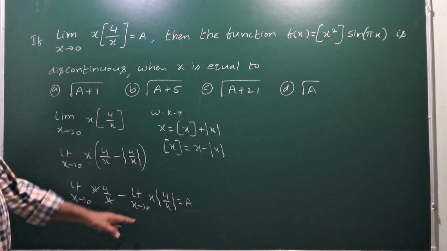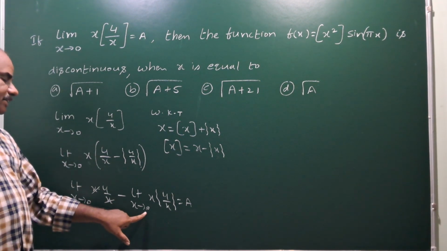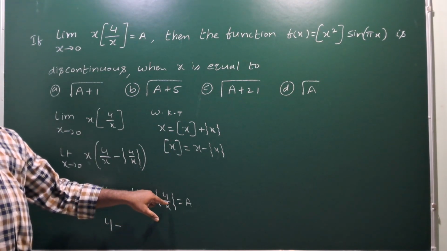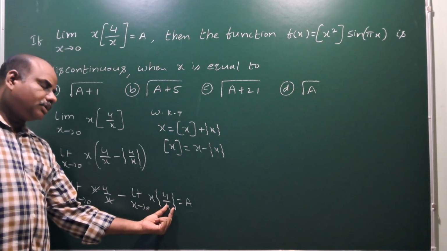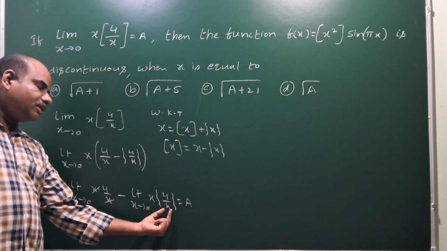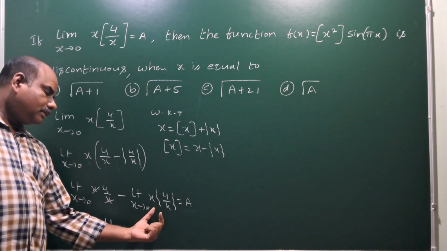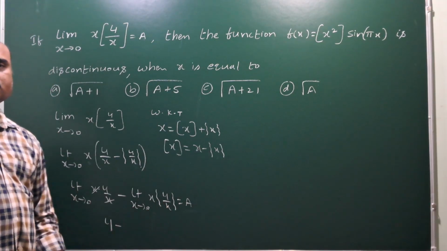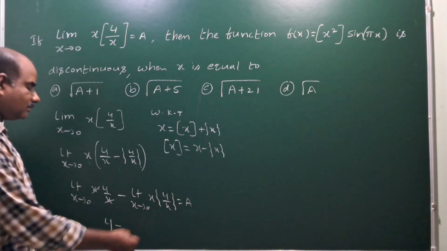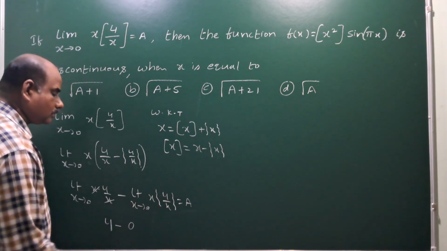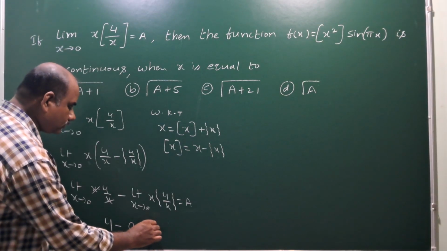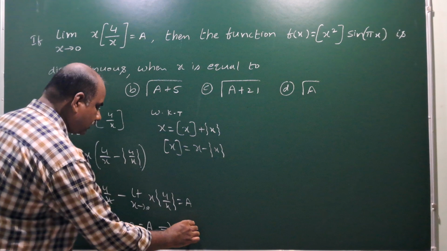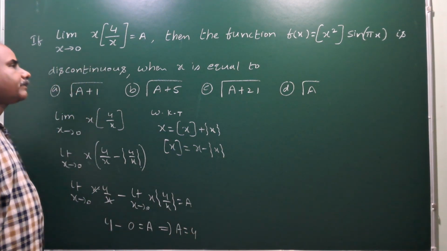And what about the other limit? As x tends to 0, the fractional part lies between 0 and 1 only. Whatever it may be, 0 into the fractional part of a number is nothing but 0. So totally this is equal to 0, and the whole thing is equal to a. Therefore a is equal to 4.